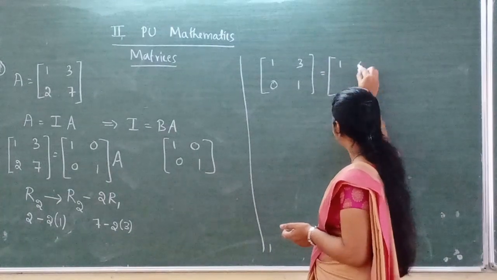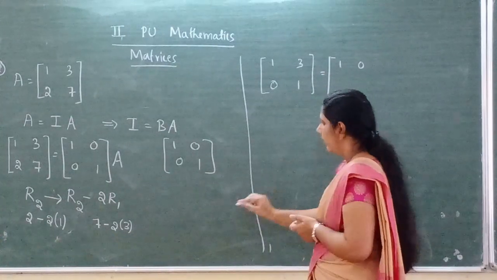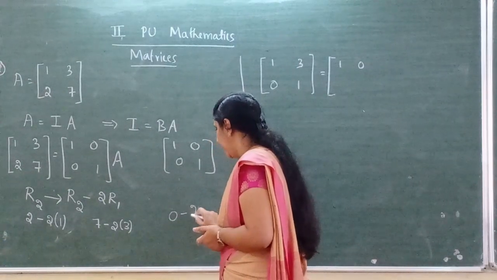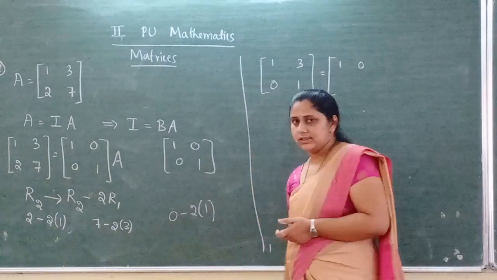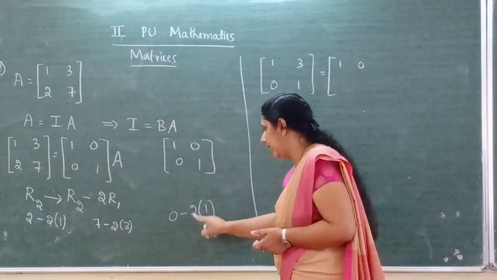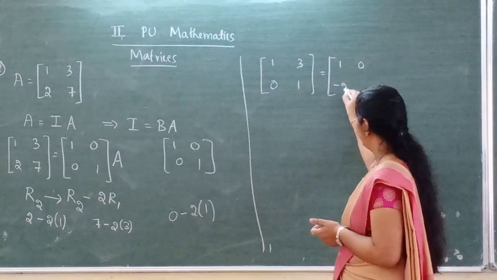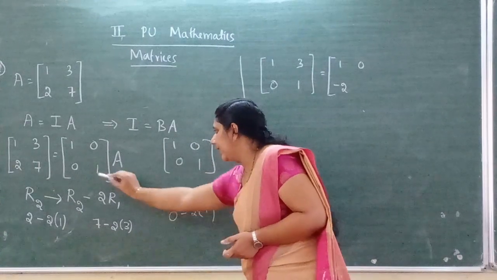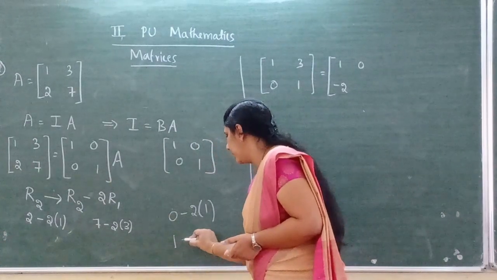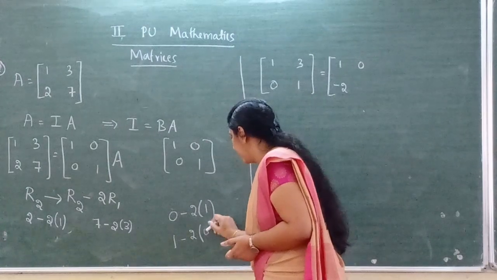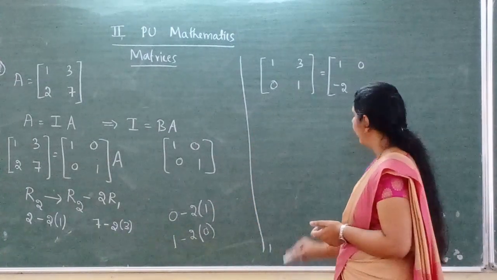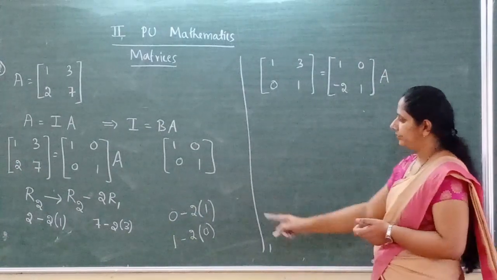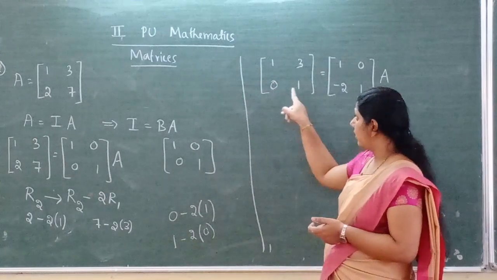Now the same operation should be done here also. For that, element of R2 is 0 minus 2 into element of R1, which is 1. So 0 minus 2 implies minus 2, and here the element of R2 is 1 minus 2 into the element of R1, that is 0. So 1 minus 0 is 1. Now we get 1, 0, 1.